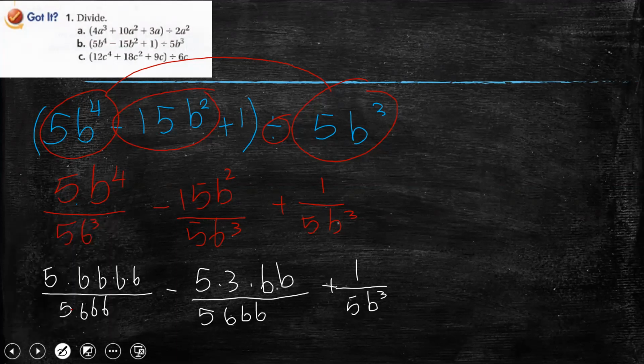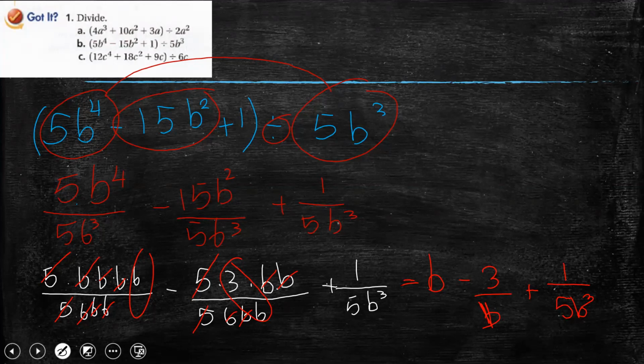Then let's come back here now. b with b, 5 with 5. So what do we have left here? We have b. Minus 5 with 5, b with b, b with b. So what do we have now? 3 over b plus 1 over 5b cubed. So the final answer, the quotient, is b minus 3 over b plus 1 over 5b cubed.